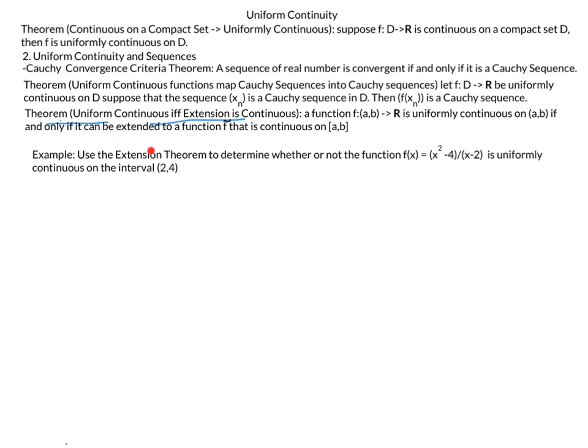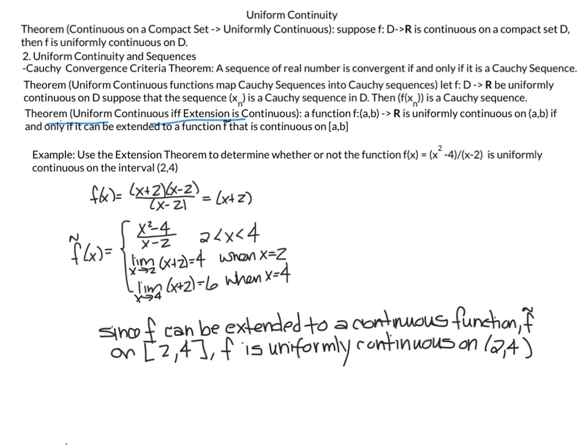Another example is to use the extension theorem to determine whether or not the function f of x equals x squared minus 4 divided by x minus 2 is uniformly continuous on the open interval 2, 4. I started by factoring my numerator so I could cancel with my denominator here, and I get f of x is algebraically equivalent to x plus 2. But you can see that x minus 2 was problematic at the endpoint 2. So I can define my extension, f tilde of x equal to x squared minus 4 over x minus 2, which is essentially f of x, when x is between 2 and 4.